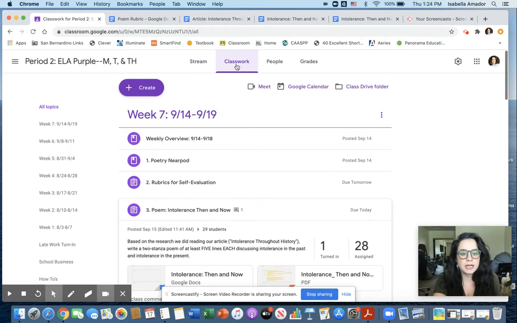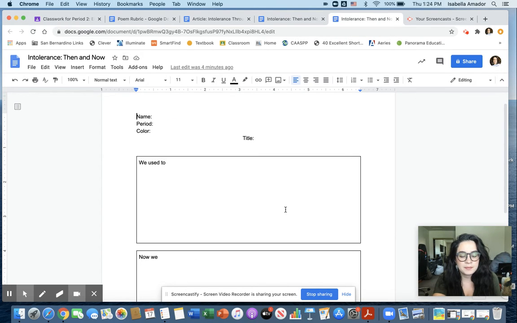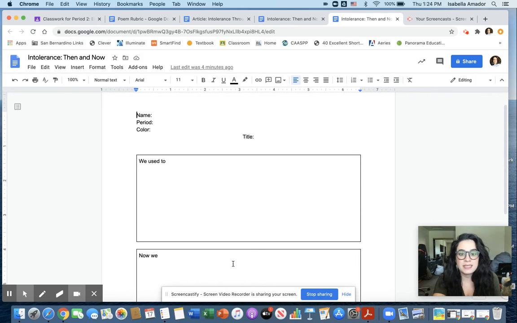Okay, so we're going to click on classwork, and this is anybody's classwork. You're going to click on assignment number 3. You'll notice you have an attachment. When you open that attachment, this is what it's going to look like. You will see 2 boxes. These 2 boxes represent the 2 stanzas that you are going to be writing. We're going to go through one stanza at a time. So this video is specifically for stanza 1, how to fill out the first box.